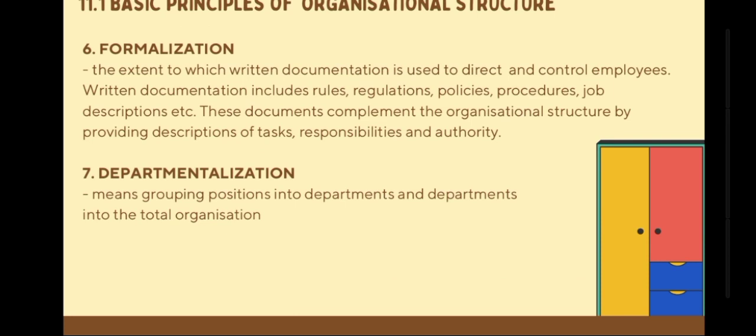Number 6: formalization. The extent to which written documentation is used to direct and control employees. Written documentation includes rules, regulations, policies, procedures, job descriptions, etc. These documents complement the organizational structure by providing descriptions of tasks, responsibility, and authority. For example, McDonald's has a famously bureaucratic structure where employee jobs are highly formalized with clear lines of communication and specific job descriptions.